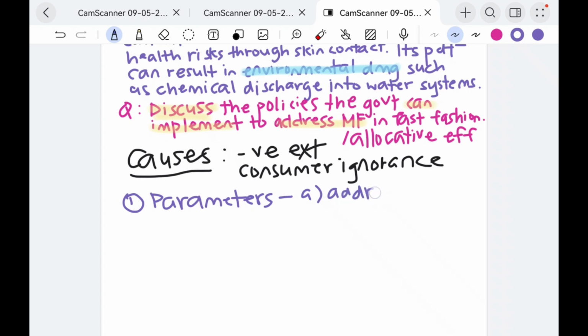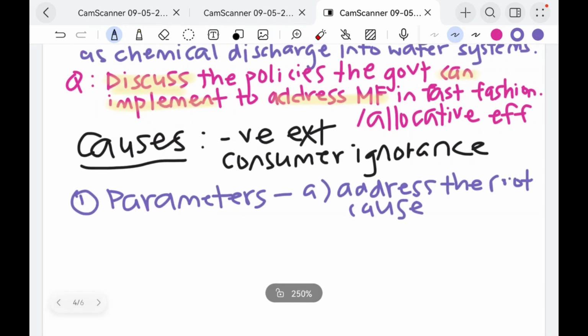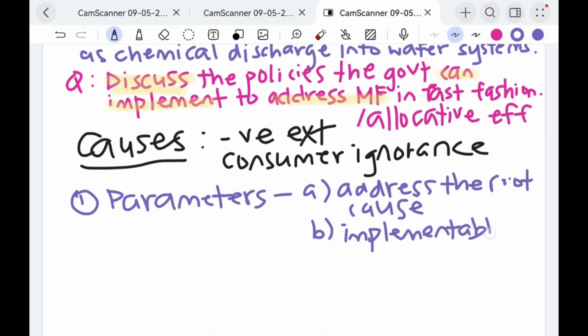Because if the policy doesn't address the root cause, then the problem will definitely come back or remain the same. So you can't say that it can be implemented, because you wouldn't want to waste resources implementing a bad policy. Okay, then the second one is in terms of whether it is implementable or not. Because if you have a policy that sounds very good on paper, but in reality is very hard to implement, maybe it is very complicated, maybe it is very resource intensive, maybe it just isn't accepted by society.